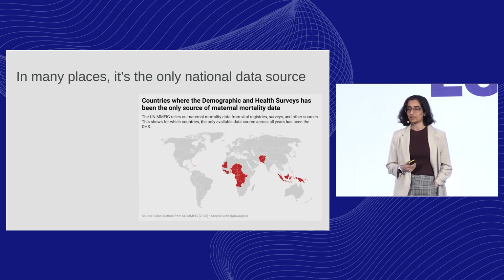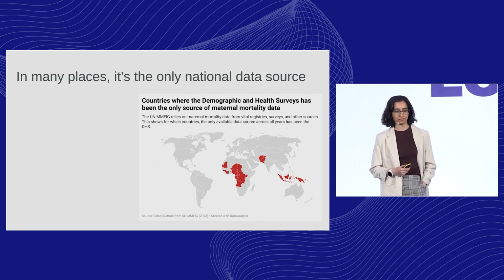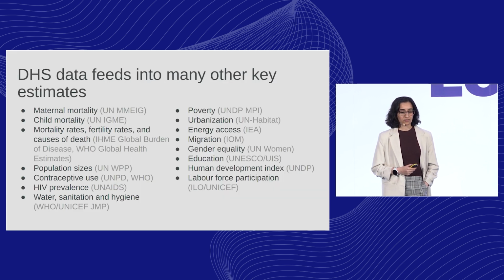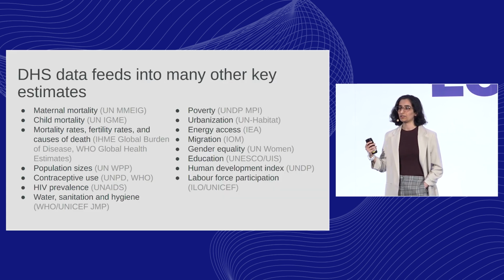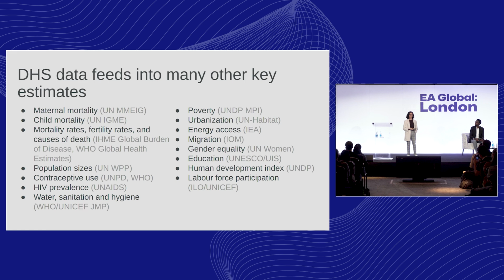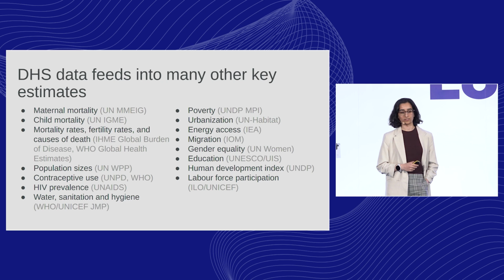In fact, in many places, it's actually the only national data source that they have on topics that we are interested in. So this map shows the countries in the world where the demographic and health surveys is the only source of data on maternal mortality. So if there's no birth registration or no death registration, well, the demographic and health surveys might be collecting that data. And in fact, if I think about many of the data sets that we rely on at Our World in Data, so from maternal mortality to child mortality, population sizes, water, sanitation, and hygiene, but even things like poverty, urbanization, energy access, education, human development, all of these are partially fed into by the demographic and health surveys.